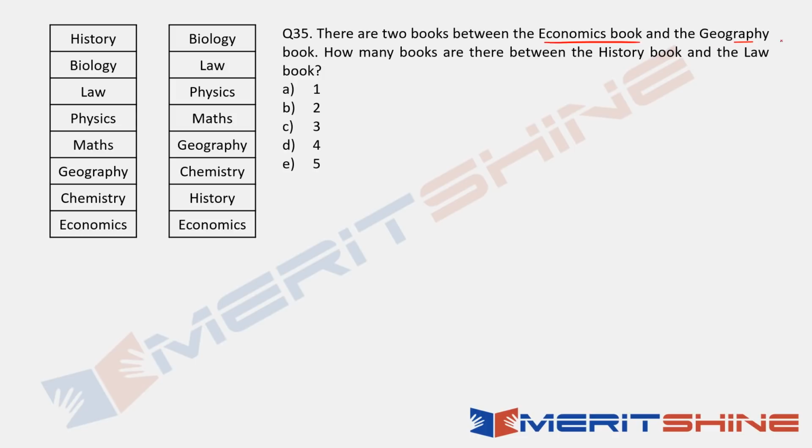2 books between eco and geography. So it's this one. This is geography, eco. So we're talking about this one. How many books are there between the history book and the law book? This is law. This is history. How many are there? 1, 2, 3, 4. Answer becomes option D again, just 4.